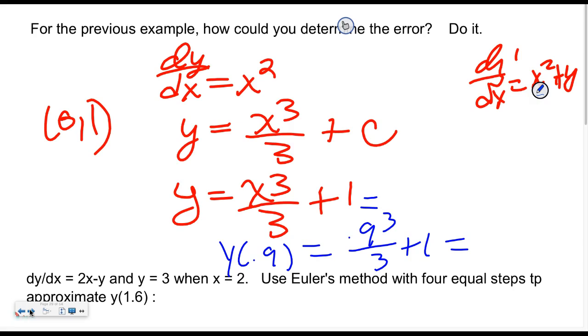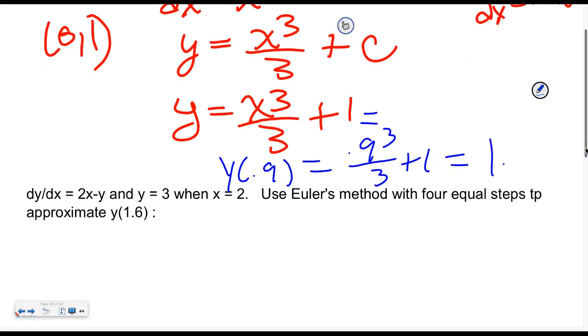I got this, right? Thank you, Cole. 0.9 cubed divided by 3 plus 1 is going to be 1.243. What was our approximation again? 1.135. So it says, what's the error? I'd subtract those. Mine was under, so it'd actually be considered a negative error, right? I was a little below what it would be.